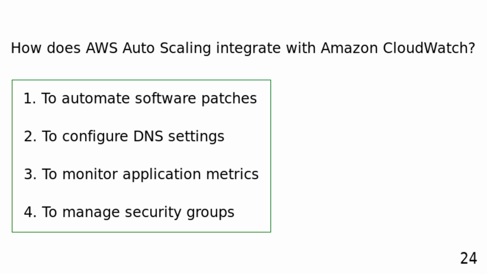How does AWS Auto Scaling integrate with Amazon CloudWatch? To automate software patches. To configure DNS settings. To monitor application metrics. To manage security groups.